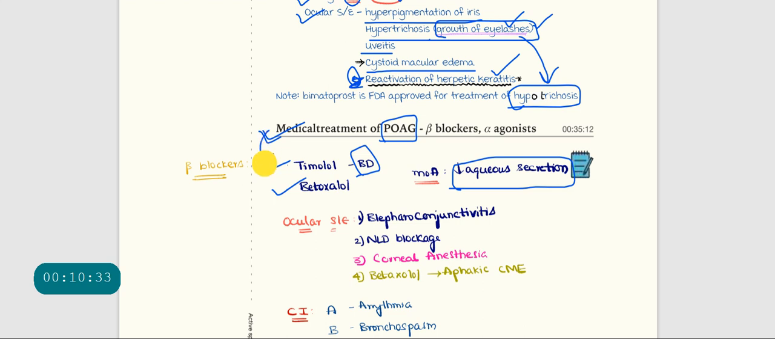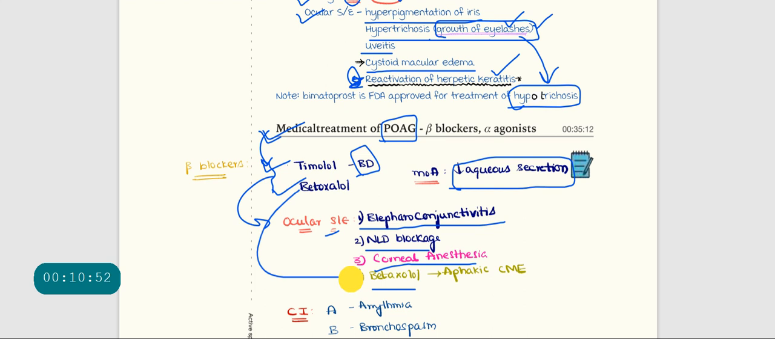What are the side effects associated with these both? These are blepharoconjunctivitis, NLD blockage, corneal anaesthesia, and betaxolol is associated with, particularly betaxolol is associated with aphakic CME.